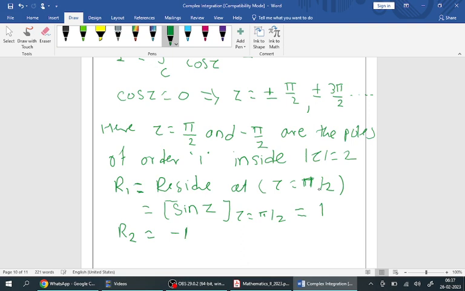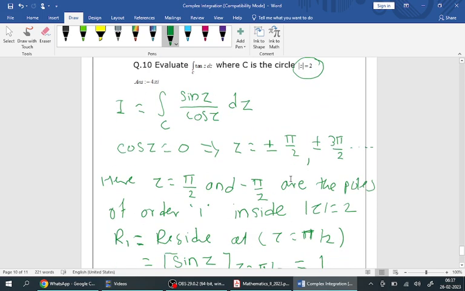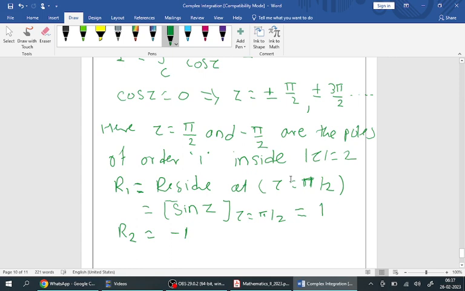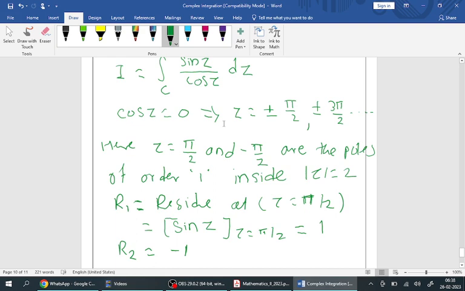Okay, somewhere there is a problem. Sine of minus pi by 2 is minus 1. Is that correct? Somewhere there is a problem then. Is it coming correct? At cos pi by 2, these are poles of order 1. Is it?